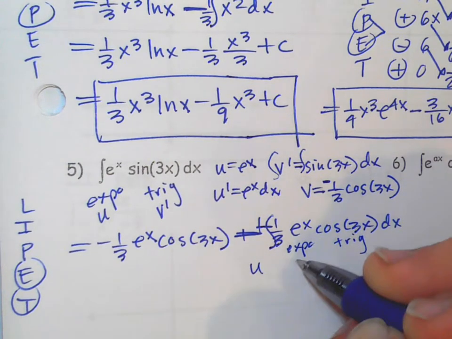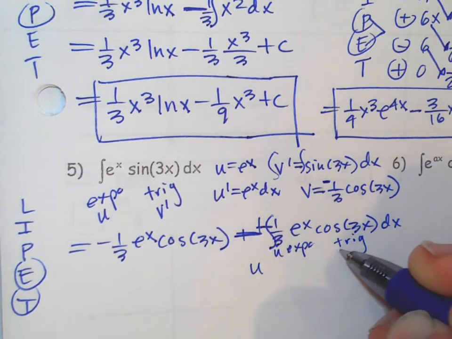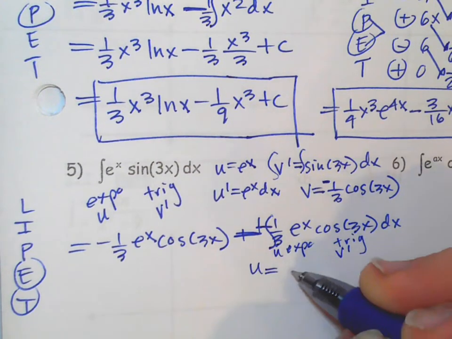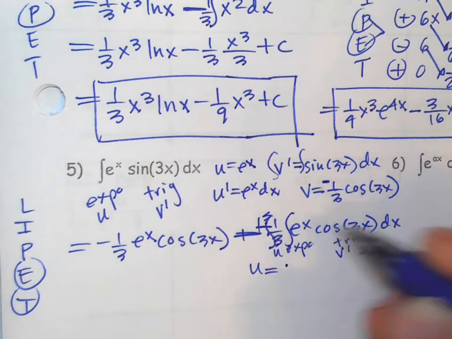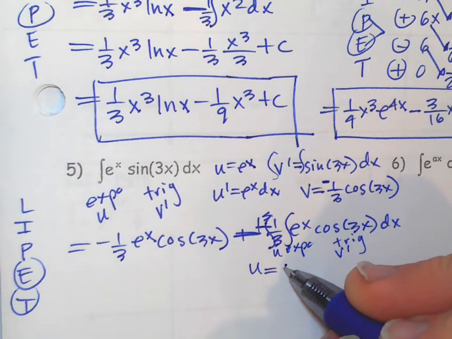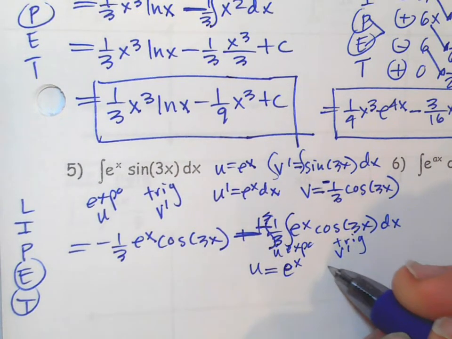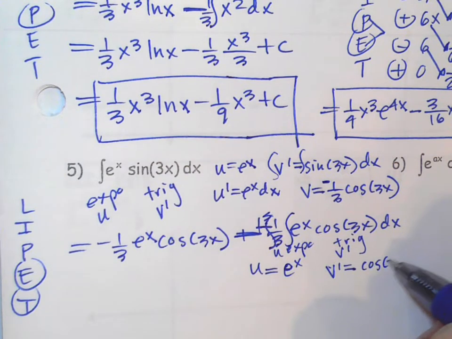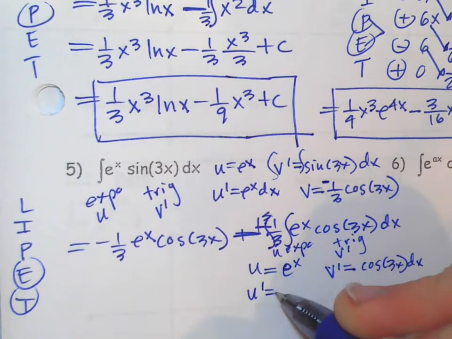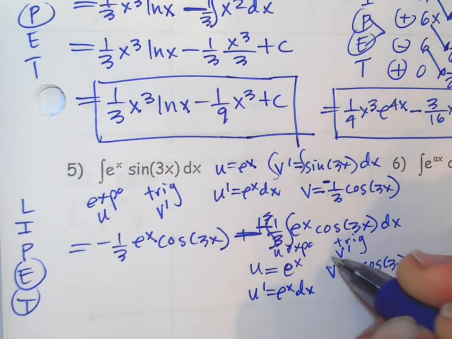Expo comes first. That's your u. Trig's v prime. So u equals, I'm going to just put the 1/3 in front of the integral. I'm not going to bother with that right now. So u equals e to the x. V prime equals cosine 3x dx. And you take the derivative. Integrate.